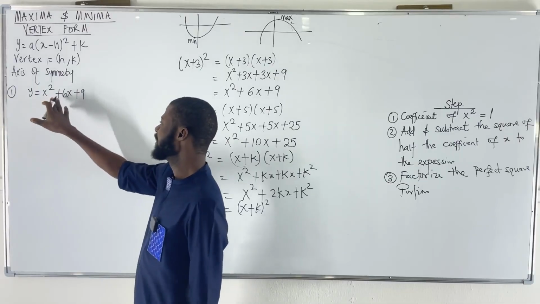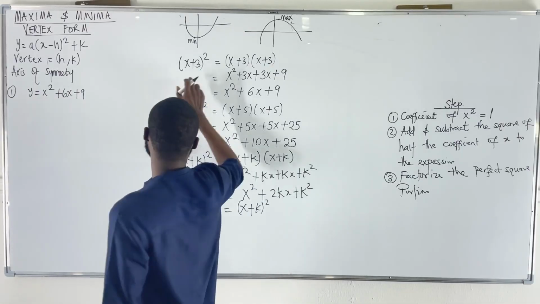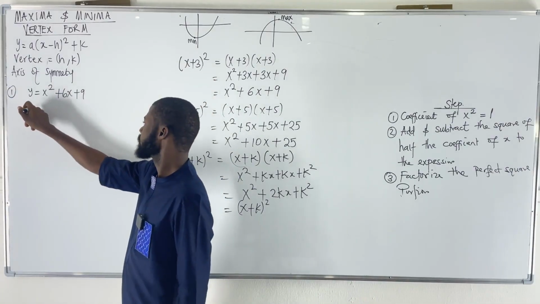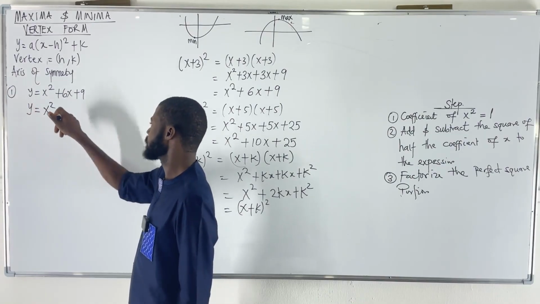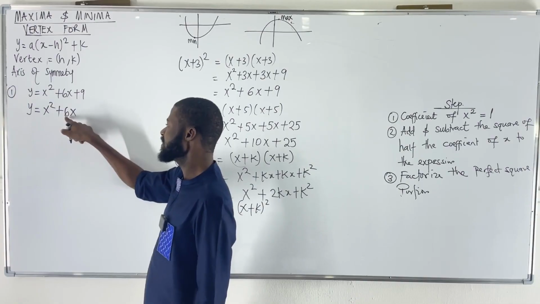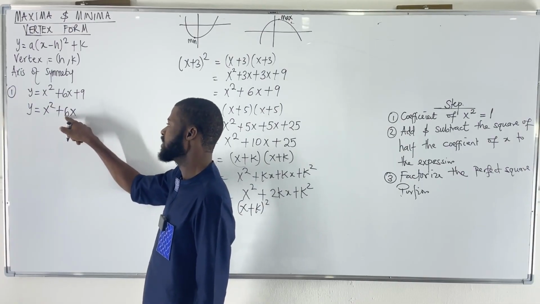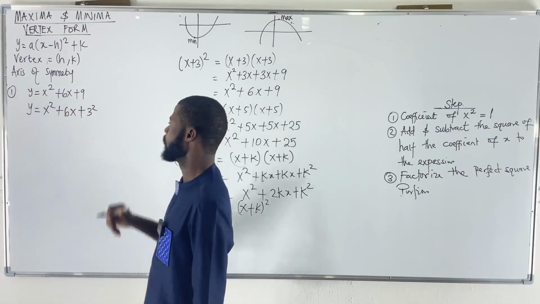Okay, now the thing is, this one might be very, very simple because we could see that that's actually x plus 3 squared. So let's do this, however. So this is y equal x squared plus 6x. Now, this 6 you see here currently, what is the half of 6? That's 3, right? So we're going to add 3 squared to both sides.